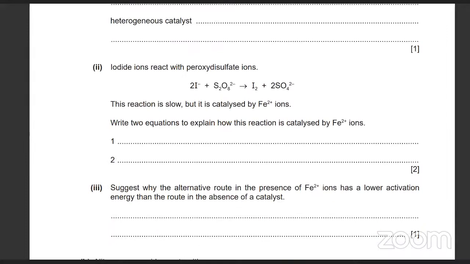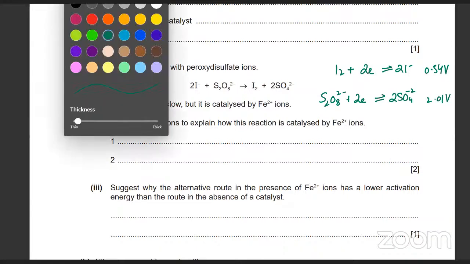Now, this specific reaction, you have to remember this reaction. It's a specific example of a homogeneous catalyst. You don't have a data booklet anymore, so that's why it's even more important to memorize the reaction. This reaction is apparently very feasible according to electrode potentials. I2 plus 2 electrons gives 2I minus, and that's 0.54 volts. Another equation is S2O8 2- plus 2 electrons gives 2SO4 2-, and that's 2.01 volts.